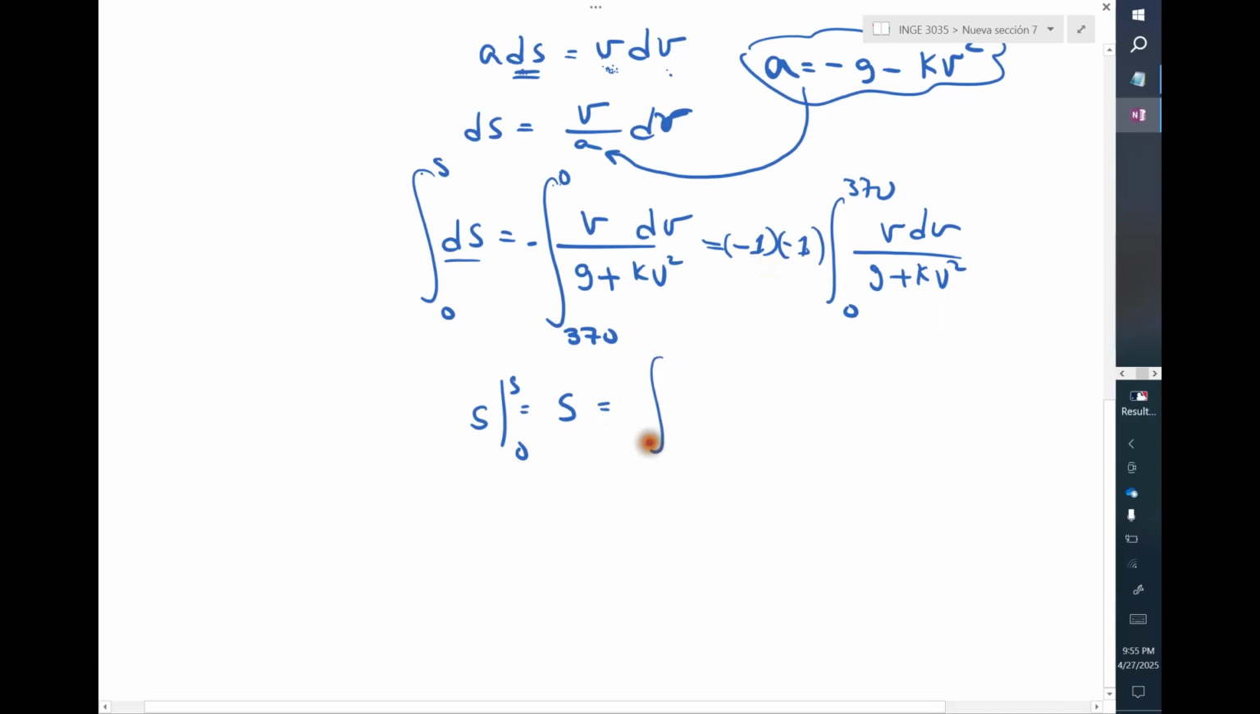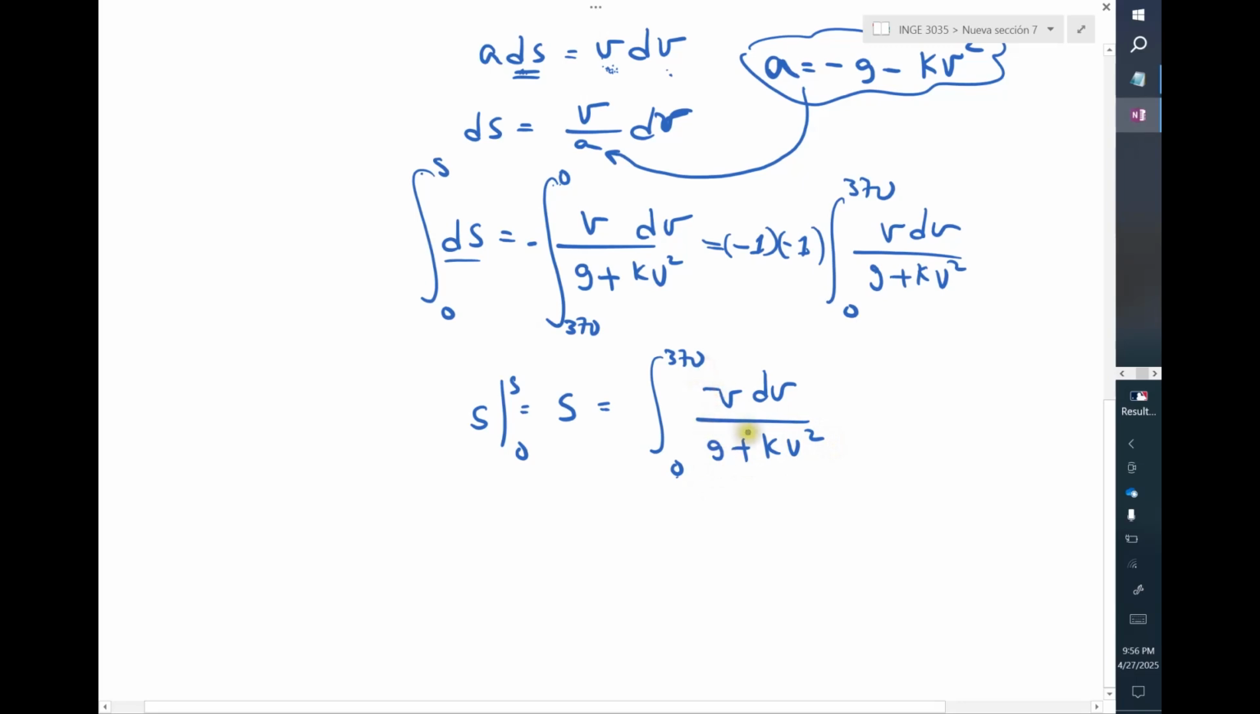So we end up having this integral from 0 to 370 v dv over g plus something, I don't know, something sort of disappeared on me, but I think that was this number here. Sometimes my surface disappears things randomly, so it's getting weird here. Anyway, from 0 to 370 v dv over g plus kv squared, and that's the integral that we need to deal with.